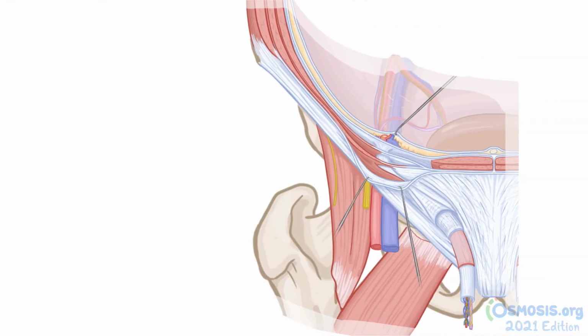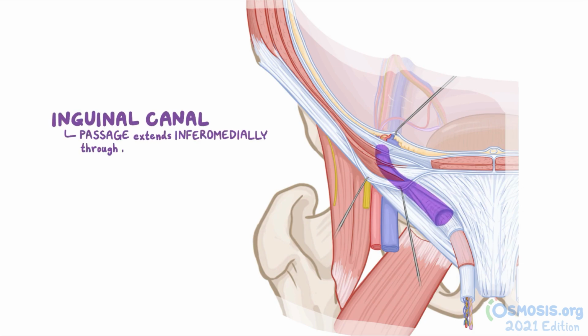Now, the most important feature of the inguinal region is the inguinal canal, which is a passage that extends inferomedially through the anterolateral abdominal wall. To better understand the anatomy of this canal, let's look at how it develops.